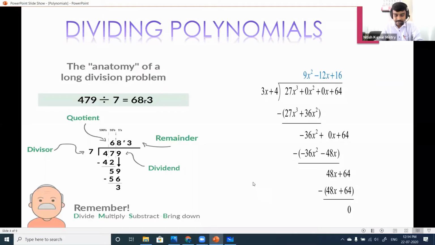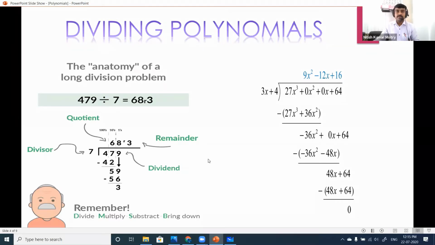I request everybody to observe this very carefully, because the same thing is going to come again in your next year class, even in 10th class, right? So presently you understood what the quotient is. The quotient is 9x squared minus 12x plus 16. The divisor is 3x plus 4, and this is the dividend. And what is the remainder? The remainder is 0.